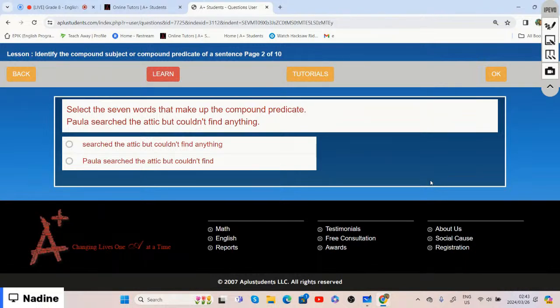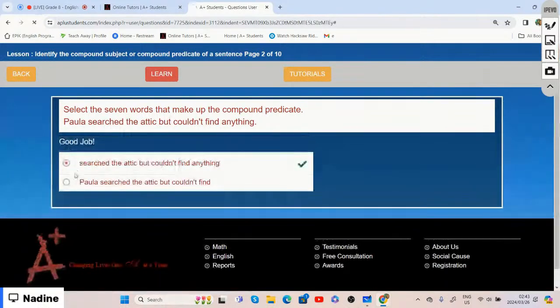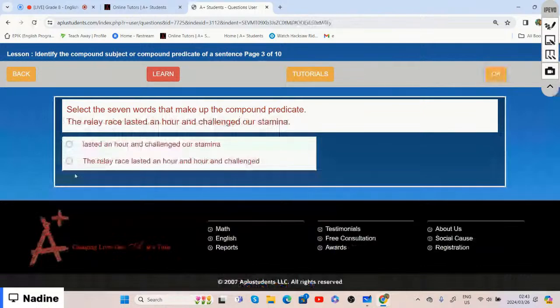All right, then if we select the 7 words that make up the compound predicate, we will say searched the attic but couldn't find anything. The word that was used to join these two compound predicates is the conjunction but. So but joined those compound predicates.